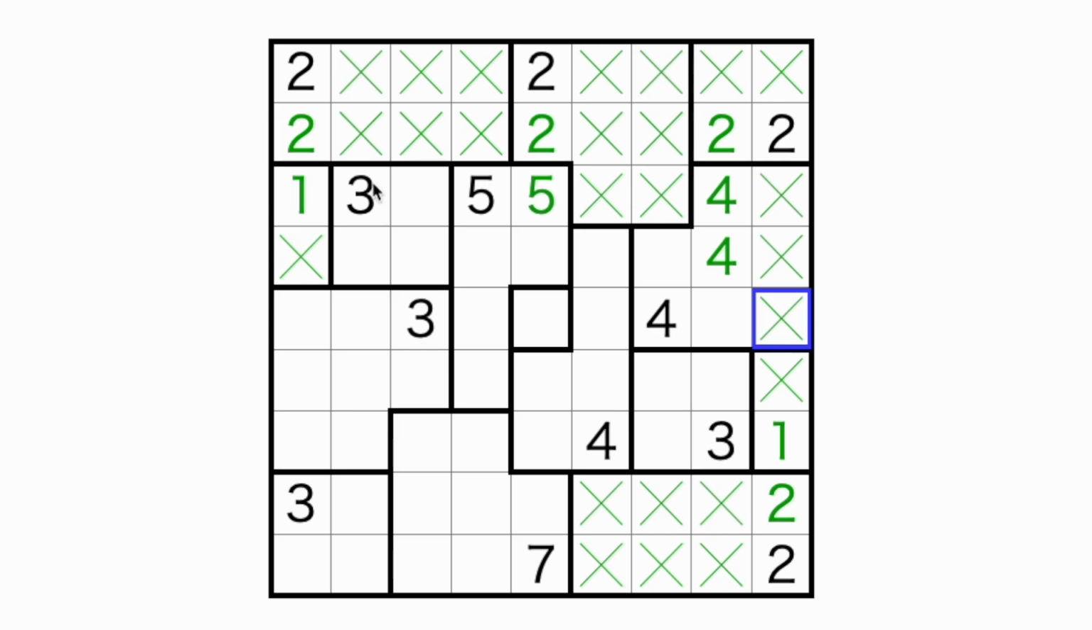Can we do similar tricks over on this side? Well, 7. That's interesting. This is an 8-cell region, so 7 out of the 8 are going to have numbers in them. So which one of these can be empty? The problem is going to be that we're going to end up with 2 by 2s unless we're very careful.